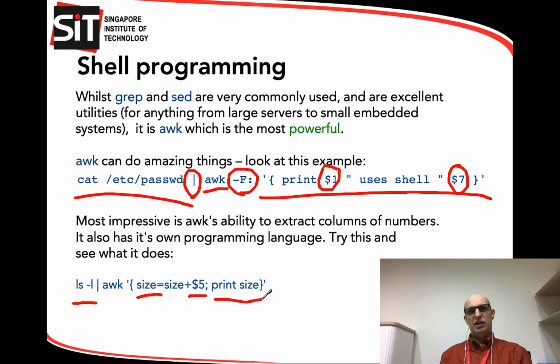What this is going to do is print the size of every file inside your subdirectory. It's an easy way of summing up all the files there in terms of the number of bytes that they contain.